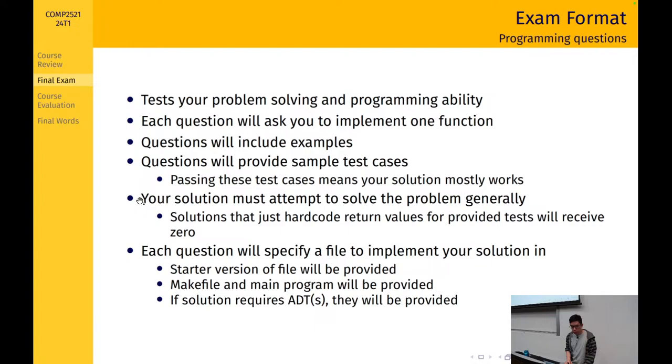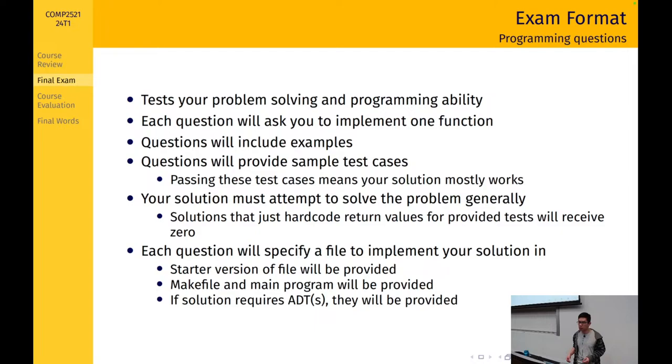So questions will have examples. They'll provide sample test cases. There will also be an auto test script that you can run to test all the given cases. And if you pass these test cases that we give you, then it means your solution mostly works, but there might be a few edge cases that you'll have to think about yourself and test yourself.